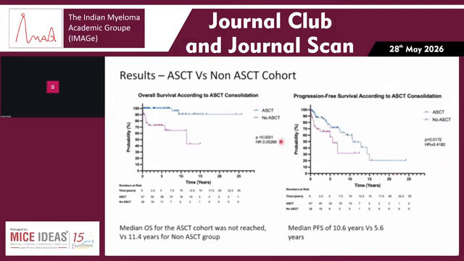Regarding the results, if you compare the survival data of the transplant versus non-transplant cohort, median OS for the transplant cohort was not reached. For the non-transplant cohort, it is 11.4 years. Median PFS in the transplant cohort is 10.6 years. In the non-transplant cohort, only 5.6 years. And both these data, OS and PFS, were significantly different, favoring transplant.